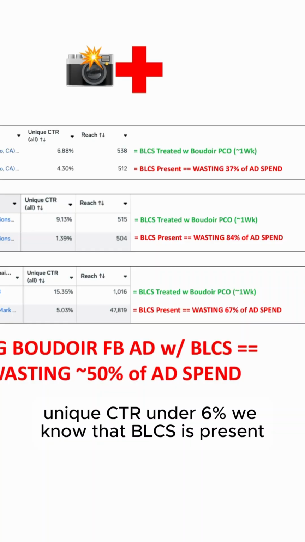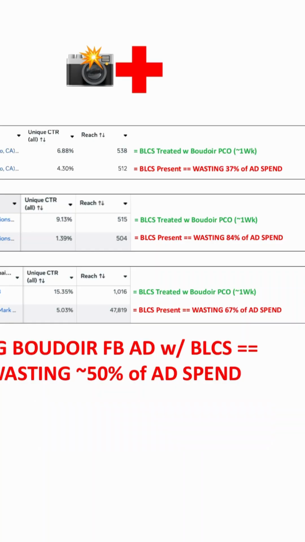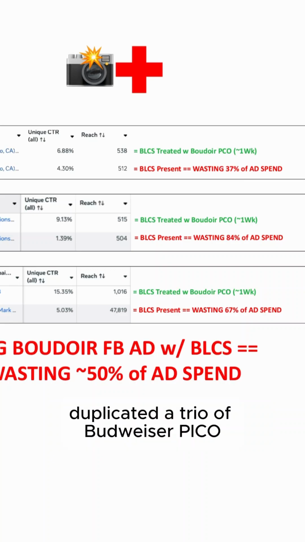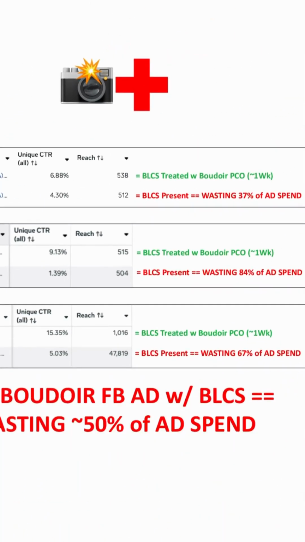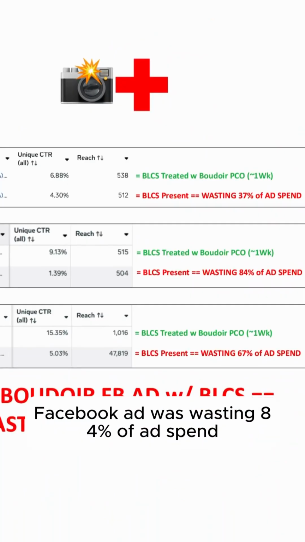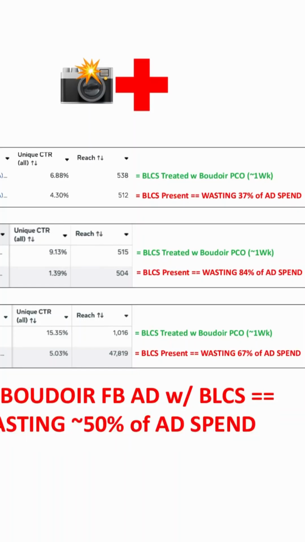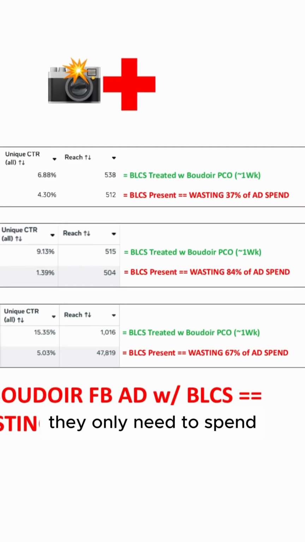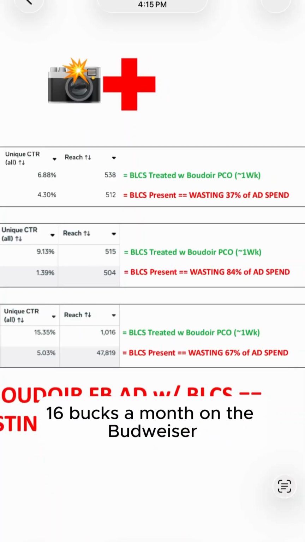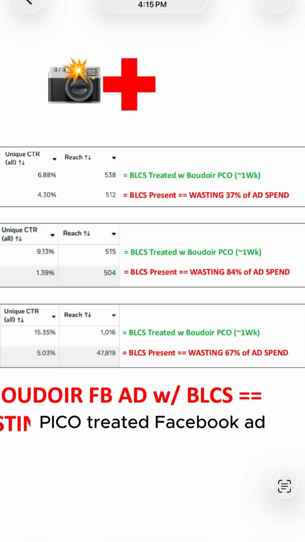Unique CTR under 6%, we know that BLCS is present. Now we duplicated it, treated with Boudoir Pico, took about a week, and got the unique CTR up to 9.13%. So we found out the original Boudoir Facebook ad was wasting 84% of ad spend. So they're spending 10 grand a month on that original Boudoir Facebook ad. Now they only need to spend $1,600 a month on the Boudoir Pico treated Facebook ad, and they get their ad into the same number of women's brains in both scenarios.